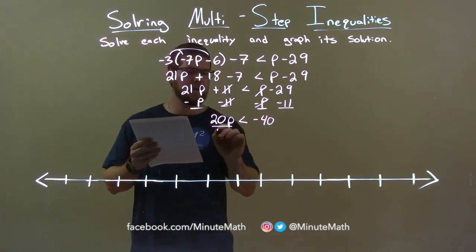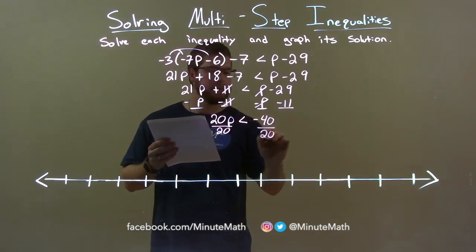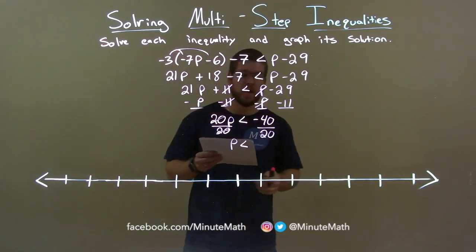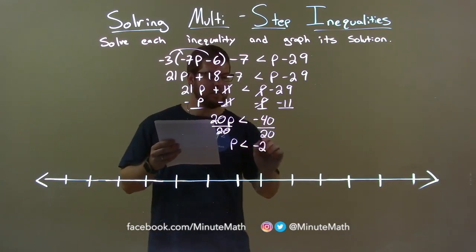We divide both sides now by 20, and p is completely by itself. It's less than, and negative 40 divided by 20 is a negative 2.